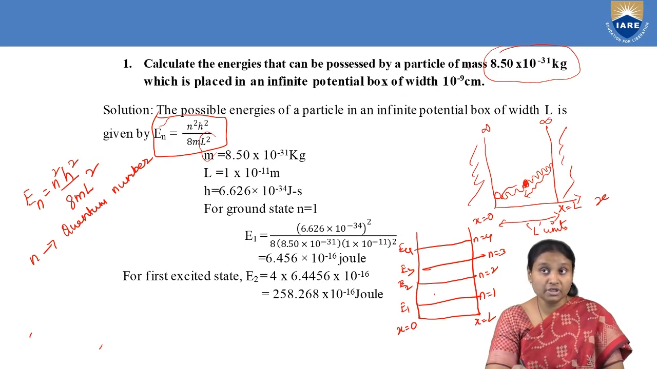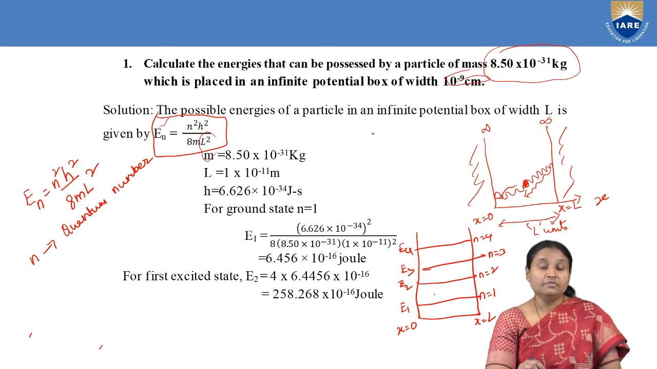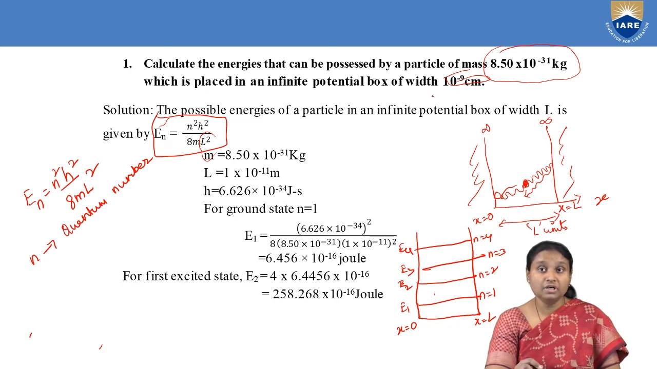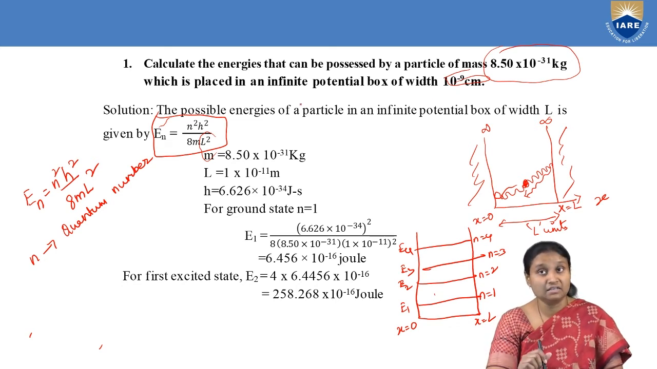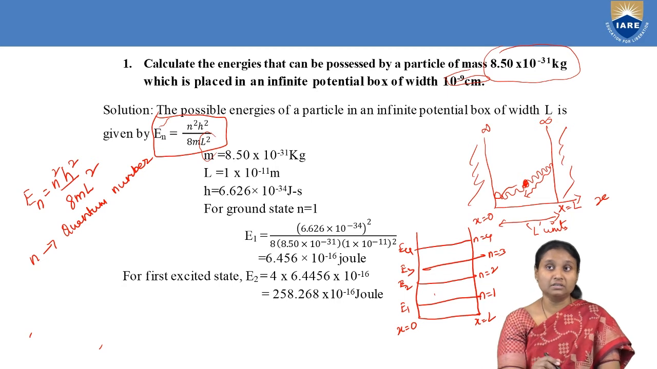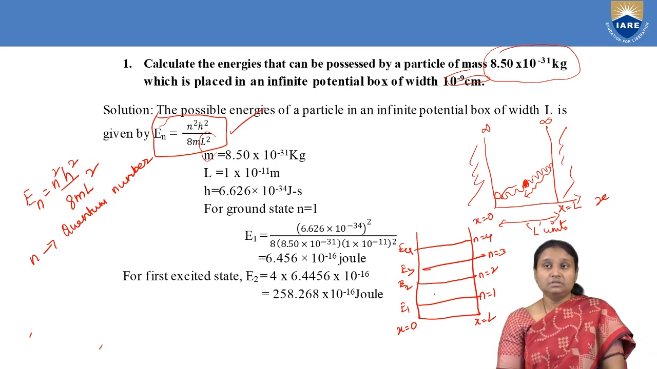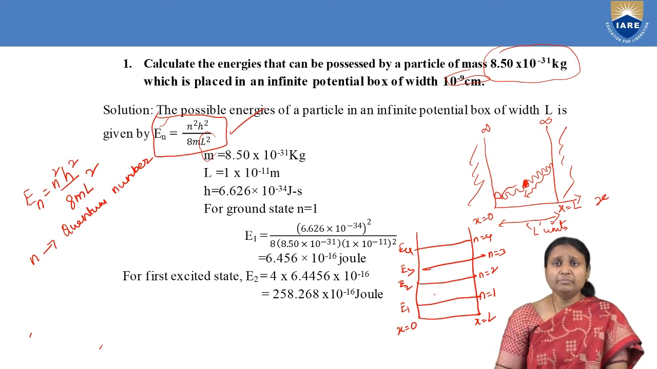And what is the width of the potential box? It is 10^-9 centimeter. So we were given the mass of the particle and also the width of the potential box, and we were asked to find the energies that can be possessed by that particle. For that we make use of this formula for energy, where the width is given by L.